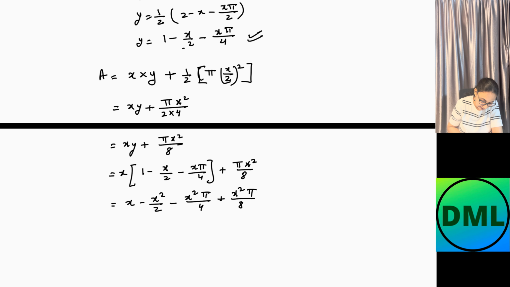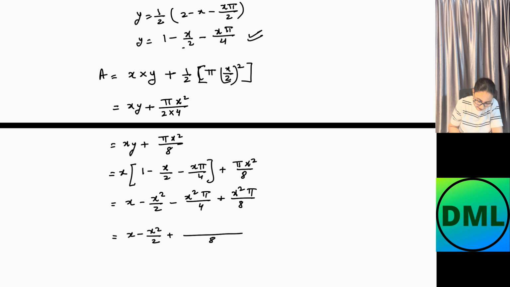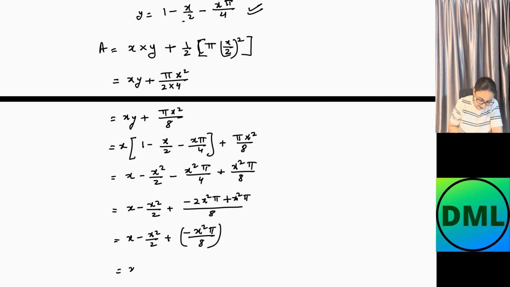Let's combine it here. This will be written as X minus X squared by 2. If I take the LCM here as 8, this will be negative 2X squared pi plus X squared pi, which will be equal to X minus X squared by 2 plus, minus 2 plus 1 is minus 1, X squared pi by 8, which will be given as X minus X squared by 2 minus X squared pi by 8. This is the proving part of A.